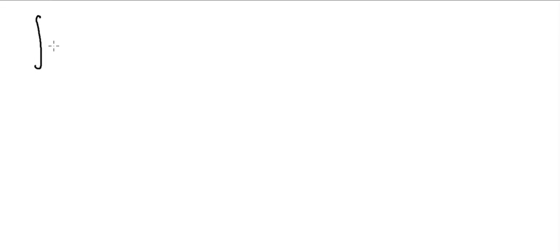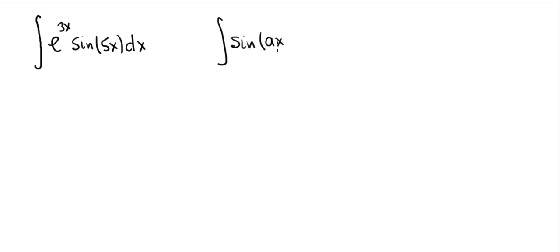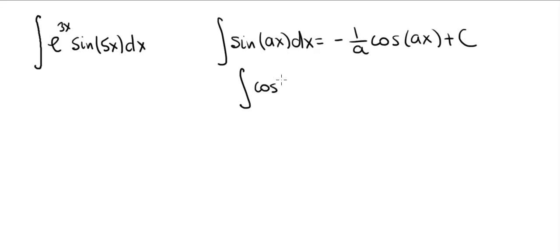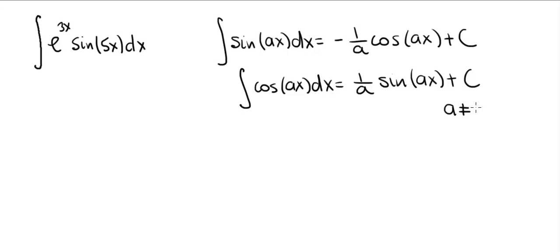We're going to use integration by parts to evaluate the integral of e to the 3x times sine of 5x. Now we're going to need two integration formulas. The first one is that the integral of sine of ax is equal to minus 1 over a times cosine of ax. And the second formula is that the integral of cosine of ax is equal to 1 over a times the sine of ax. And this is true for any constant a not equal to 0.